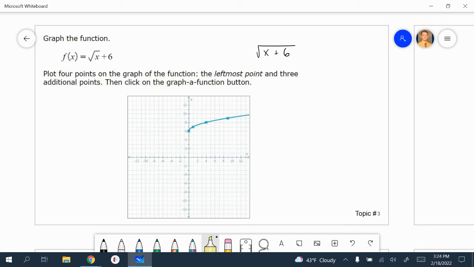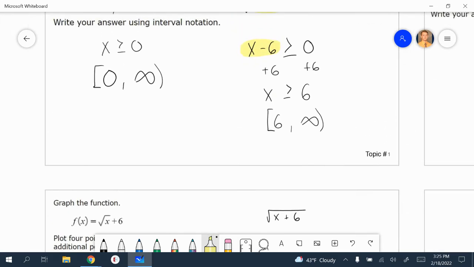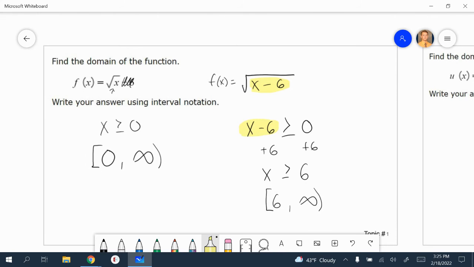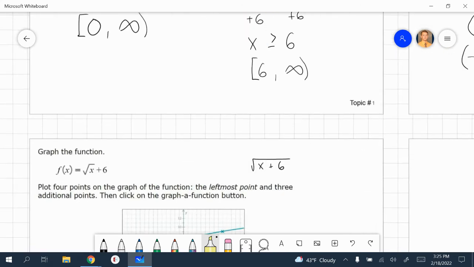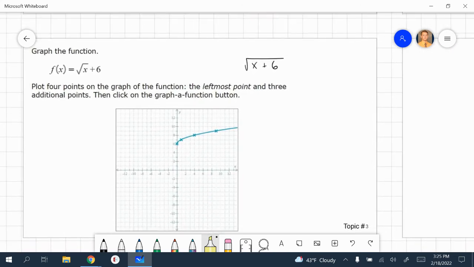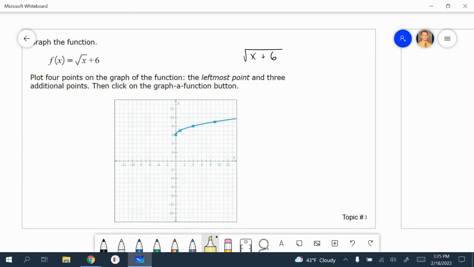Topic number 3. On topic number 3 here, it wants us to actually graph the function. So it's set up the same way. If I set this up, I think this is actually the same one as the first question. Oh, that one was -6. This one's +6. That's okay. Anyway, when I set this up, by the way, I have the answer already on here.